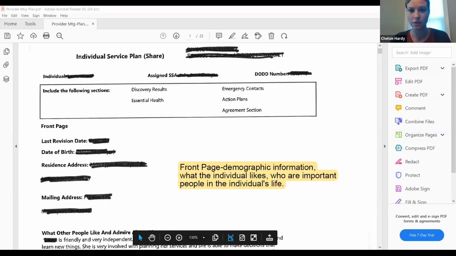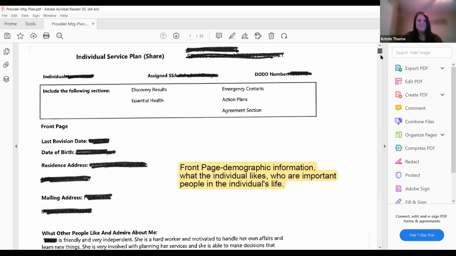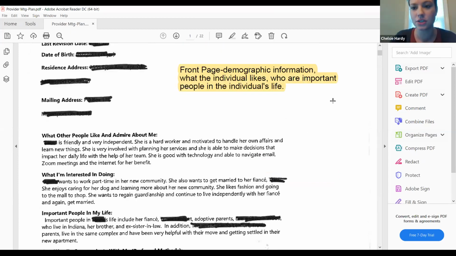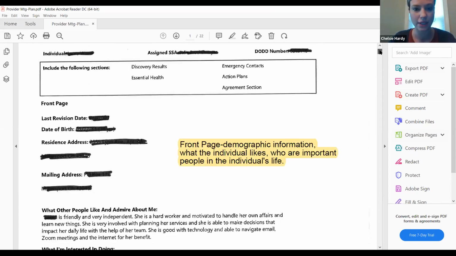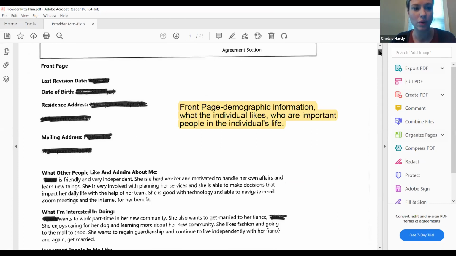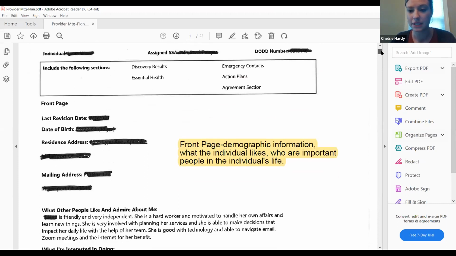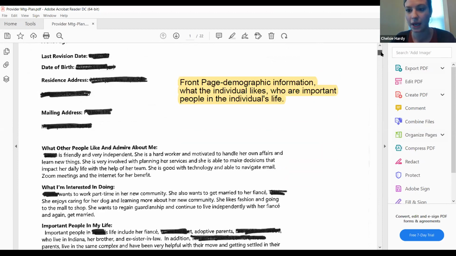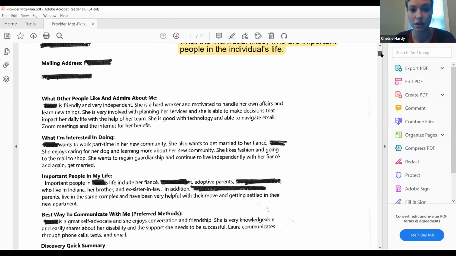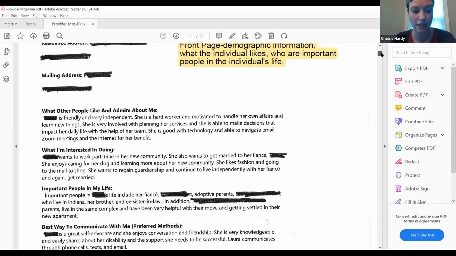Okay, sweet. So you guys should see an ISP right now, hopefully. Yes, we do. Okay, cool. So this is kind of an example. Like I said, if you guys have questions, please just yell out and let me know. But this would be what you should be getting from an ISC assistant. So this would be the front page. Typically has demographic information, just general information about the person, how they communicate, and important people in their lives.